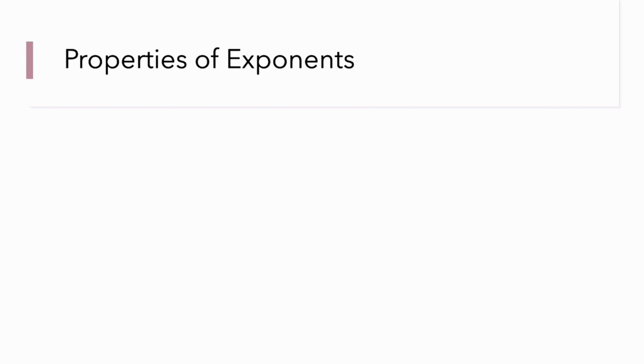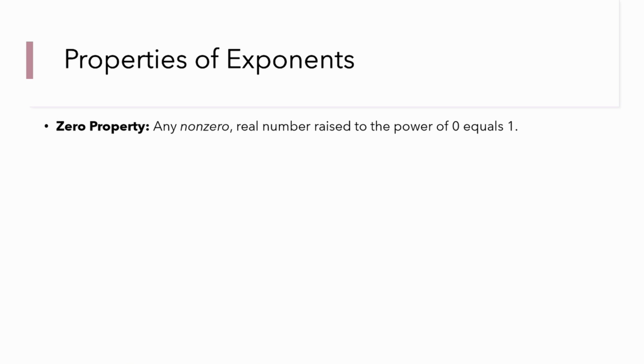The properties of exponents. There are several properties of exponents that you want to remember and make use of. The first one is the zero property, which we just saw in the last slide. The zero property states that any non-zero real number raised to the power of 0 is equal to 1. So what this means is that, like in the previous slide, 2 to the power of 0 is equal to 1. But so is 4 to the power of 0. And so is 10 to the power of 0.